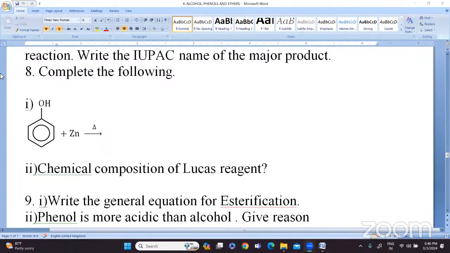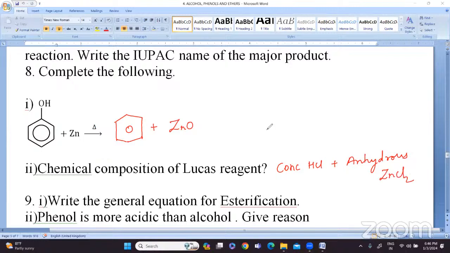So the answer is you get a benzene plus ZnO. Yes. Next question, chemical composition of Lucas reagent. So what is the chemical composition? You have to write concentrated HCl plus anhydrous zinc chloride. Okay, so like this completely you have to write. So you will get 2 questions, 2 marks. Okay, I hope you are getting it.